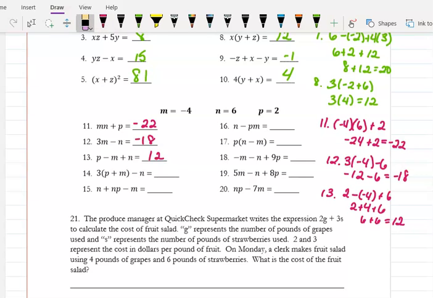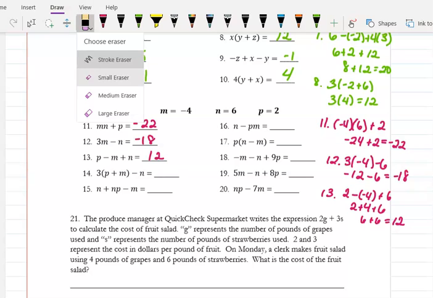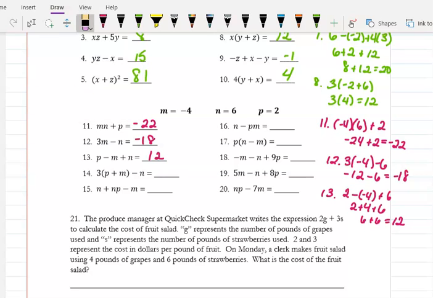Okay, number 14 is a biggie. Let's try and see what this large eraser does. It doesn't seem to do much better than the small eraser. All right.